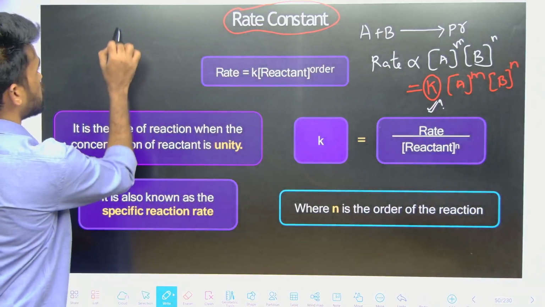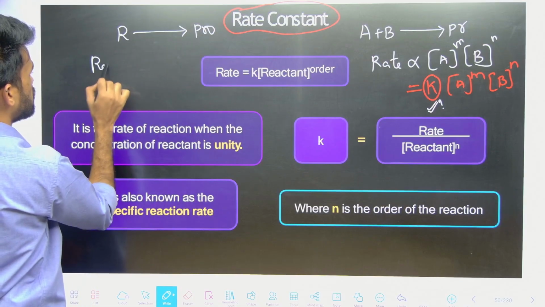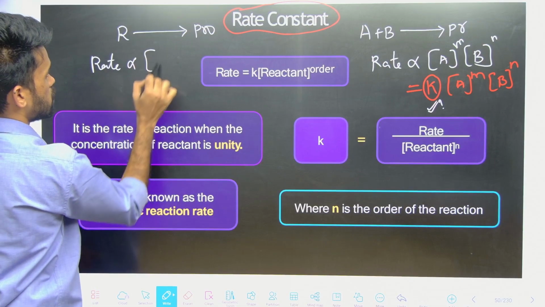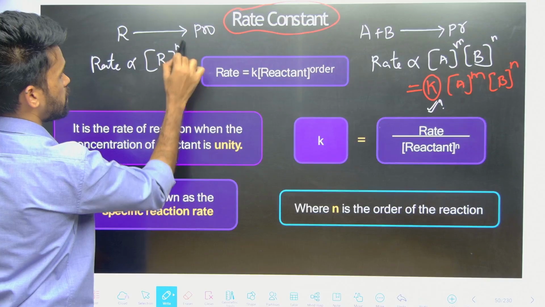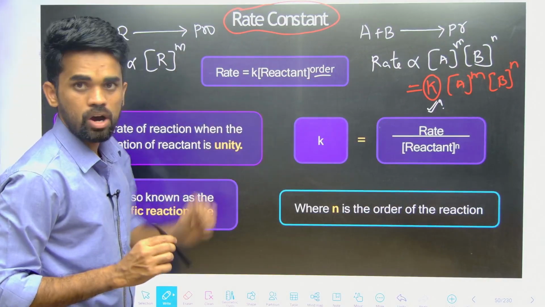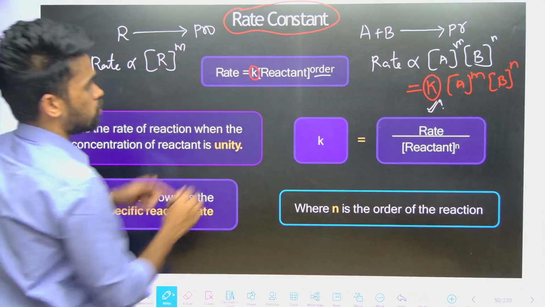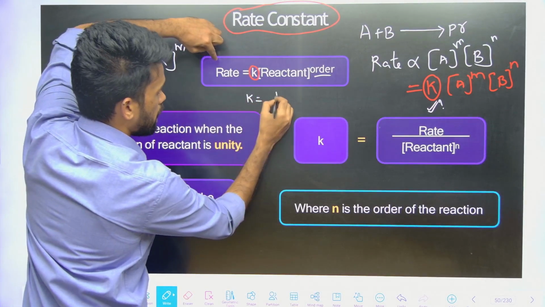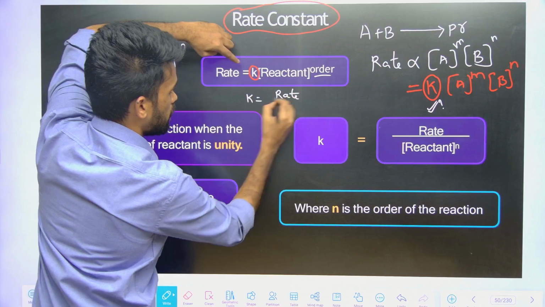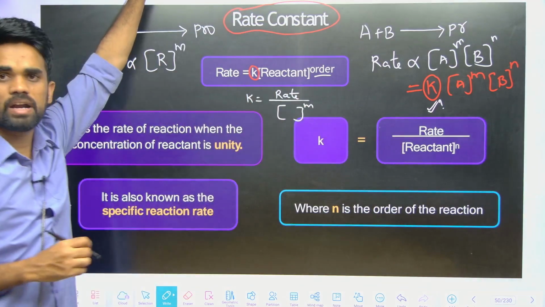So rate is nothing but, reactant is converting into product, means rate is directly proportional to the concentration of reactant to the power some coefficient. That is called order. Some number will be there, that is called order. Now from this I want only K. What can I do now? K is equal to rate by concentration of reactant to the power m, whatever the m.